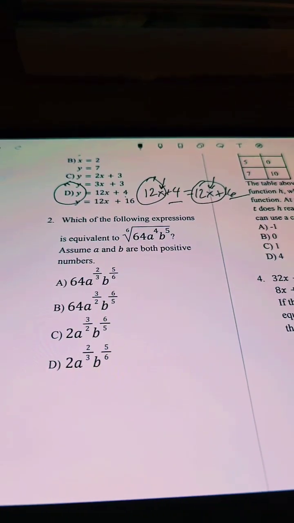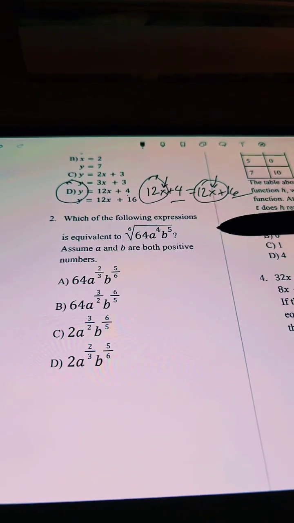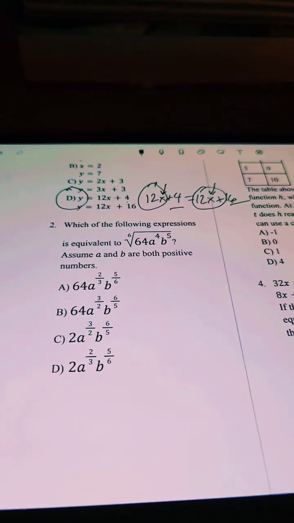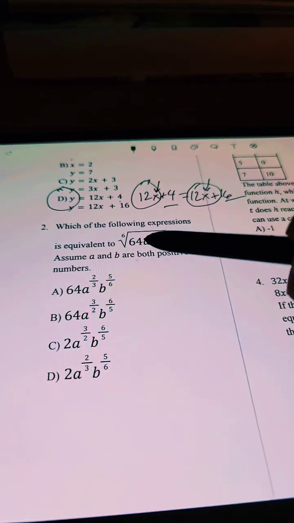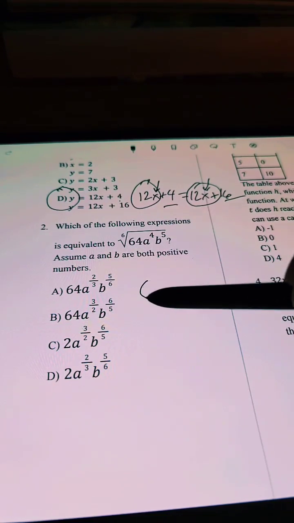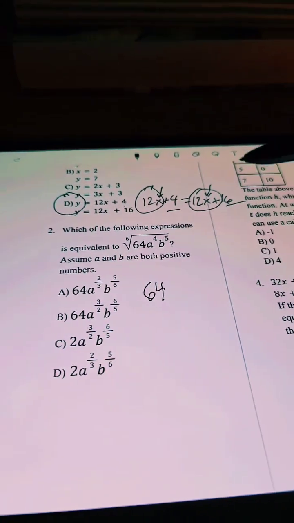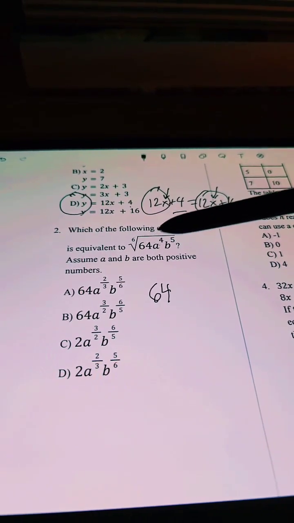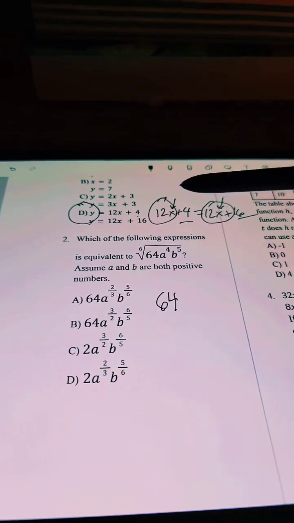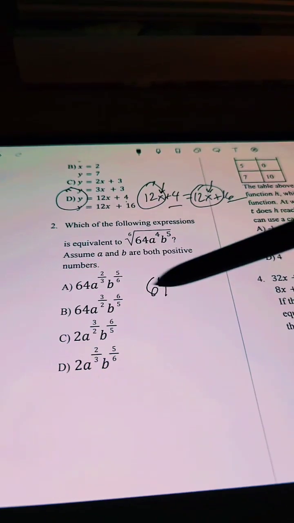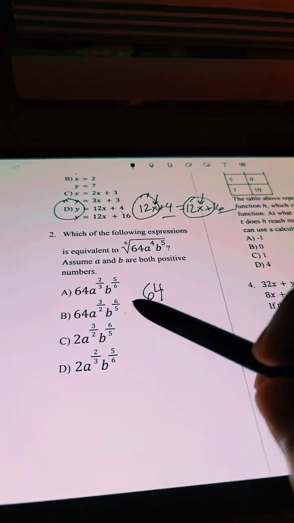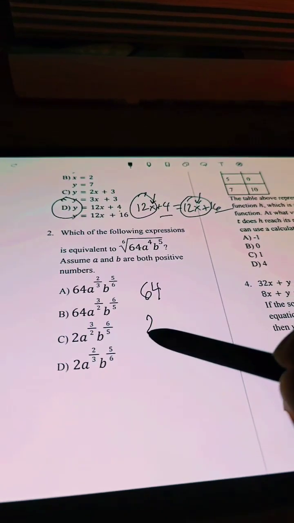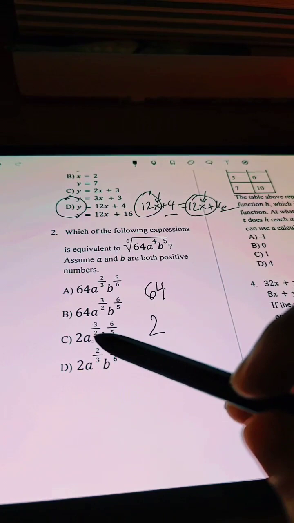Okay, so let's go to number 2. Which of the following expressions is equivalent to this? Assume A and B are both positive numbers. So I like to look at each term individually. I'm going to start by looking at the 64, and say, okay, how can I rewrite 64 to some power? Well, I see in the answer choices that there's 2's and 64's involved. If we're rewriting this another way, I'm probably going to want to think in terms of 2's.